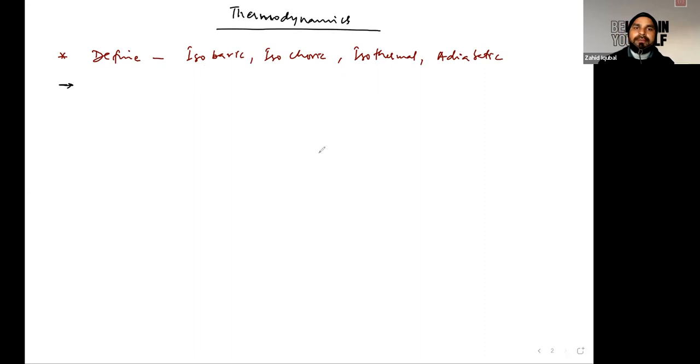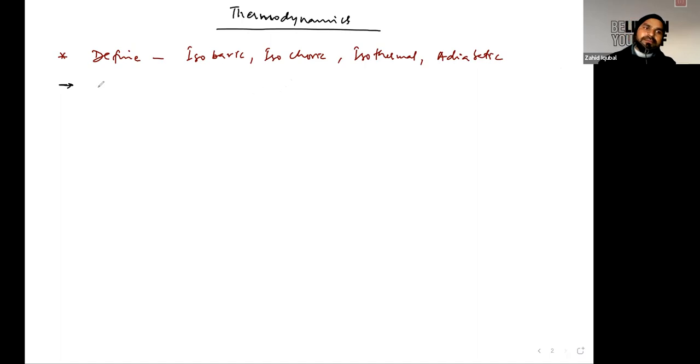Similarly, why tire of wheel or a vehicle on a long drive got burst. Similarly, how pressure cooker work. These different questions on the basis of application of these different processes you'll be asked. I had explained you these different phenomena related to isobaric, isochoric, isothermal, and adiabatic term.